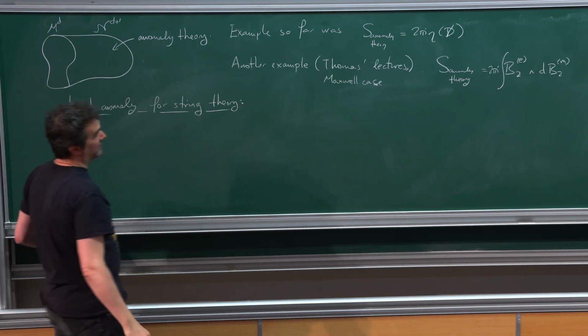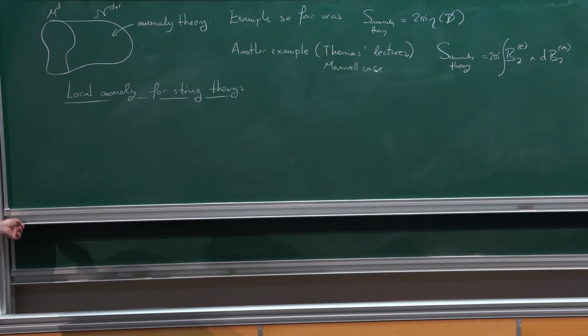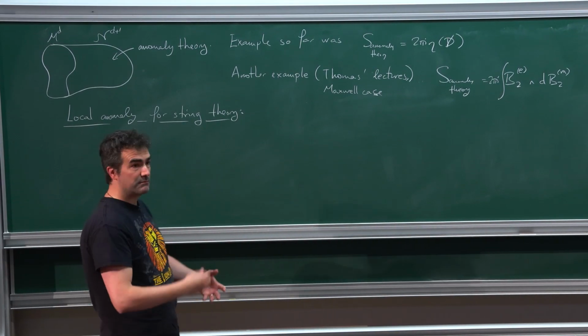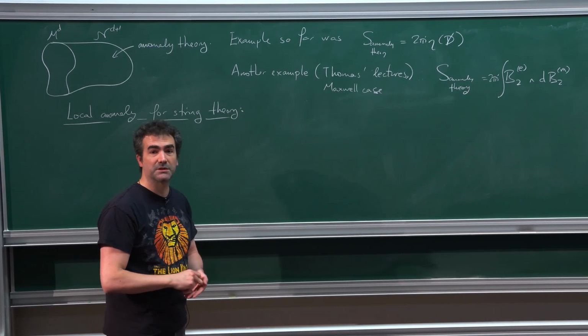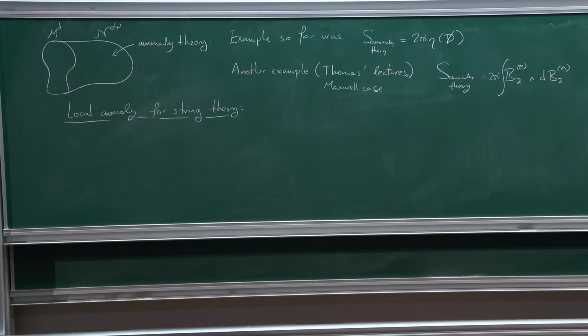Of course, you still have to check global anomalies, and that is, in fact, still ongoing work. There are recent papers from the last few years that are still verifying different examples of string theory and making sure they don't have global anomalies. So this can get quite involved.